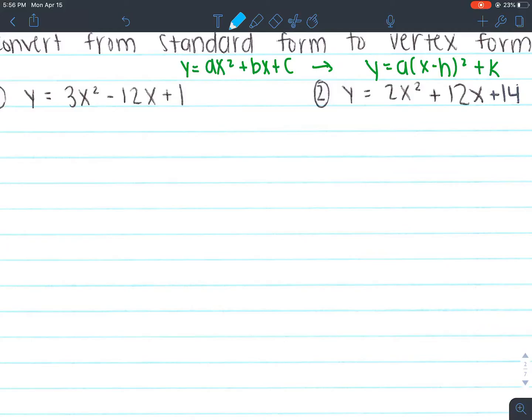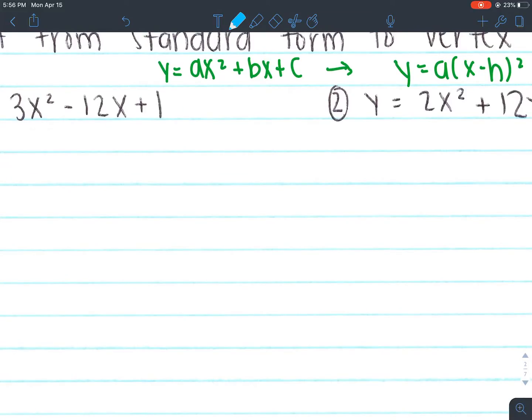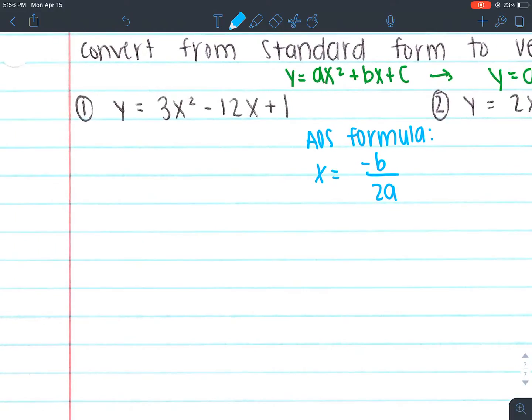Now, to help us out with this, to help us find the vertex, we're going to use the axis of symmetry formula, okay? And we did this sort of in the last notes when we used the axis of symmetry to find our vertex. So the axis of symmetry formula is going to be x equals negative b over 2a, okay?